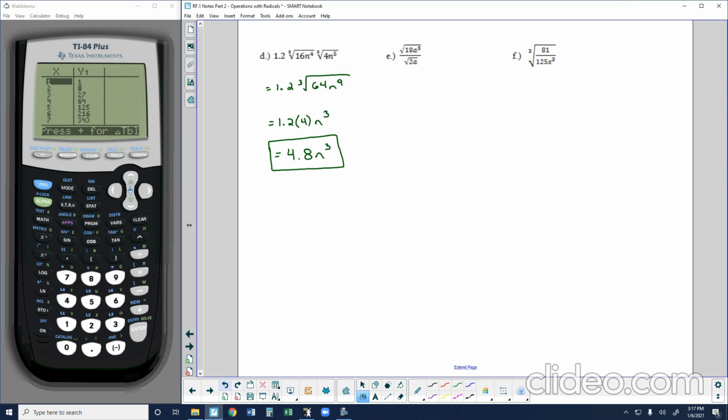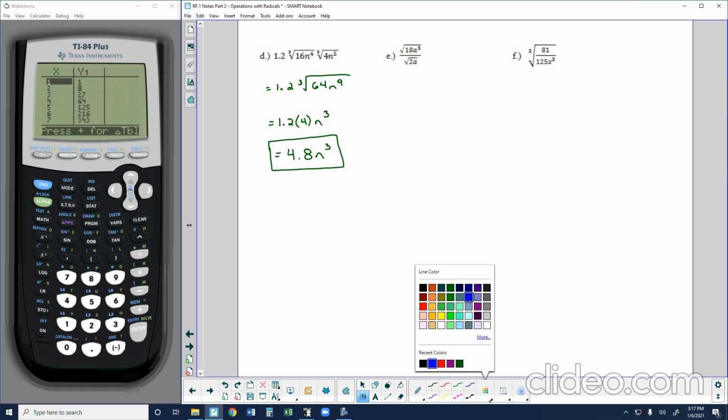Okay. Now you could have simplified those roots individually first and then multiplied their answers together. But then you'd find that you were going to have to simplify a little bit further. So sometimes it's easier to combine the roots and then simplify. Let's take a look at E. E is one of those cases.